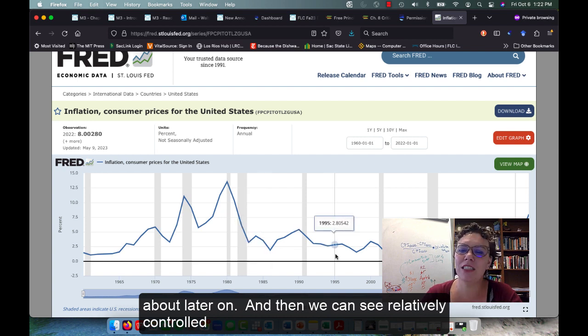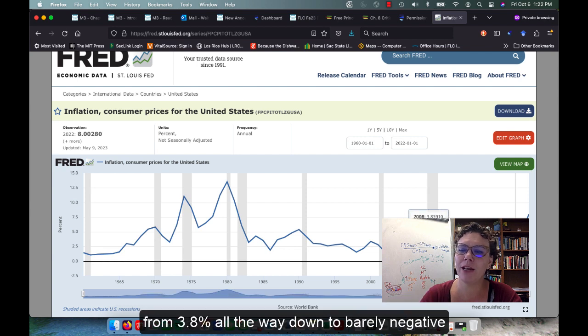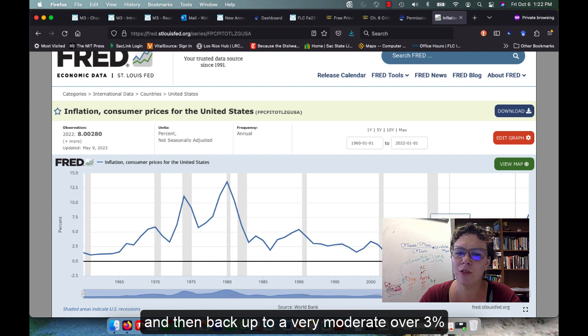And then we can see relatively controlled inflation. We do see over here in 2008, like I said, inflation fell from 3.8% all the way down to barely negative 0.35% in 2009, and then back up to a very moderate, a little bit over 3%.